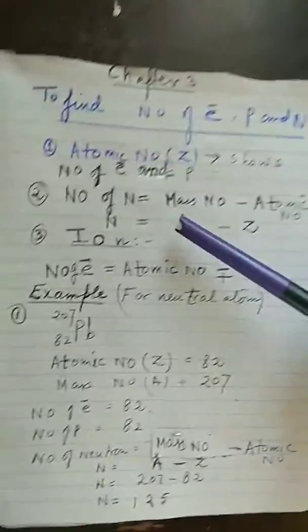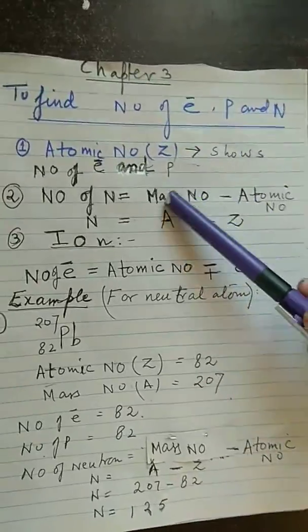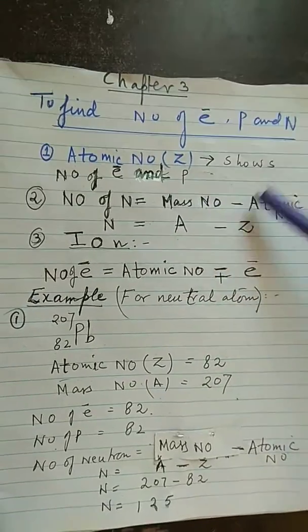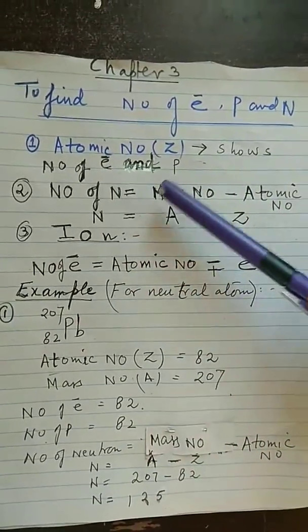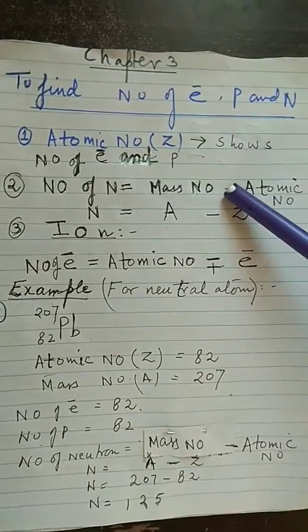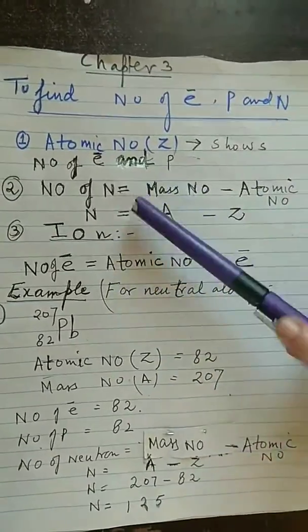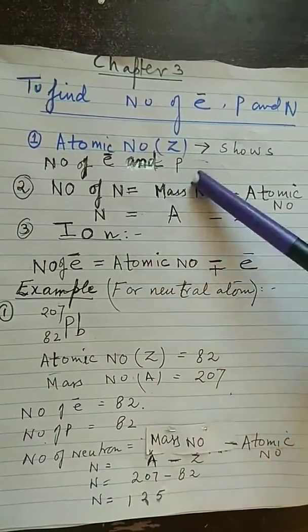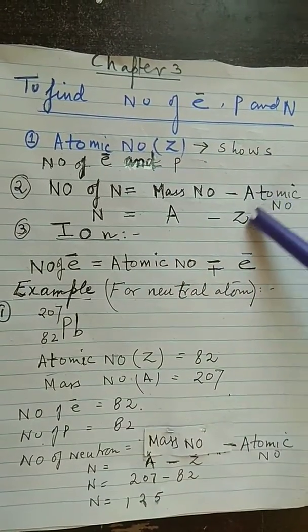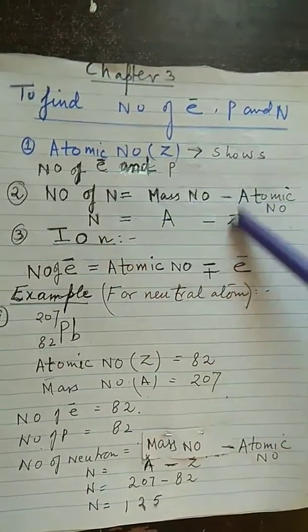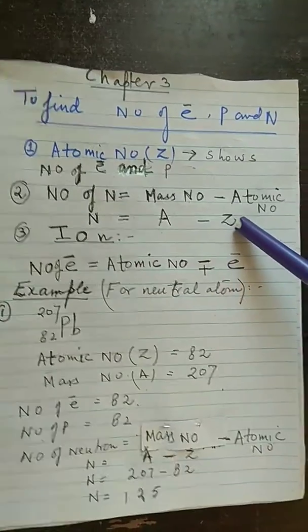And you all know the number of neutrons. What is the formula for the number of neutrons? Mass number minus atomic number. Number of neutrons is equal to mass number minus atomic number. In short, N is equal to mass number A minus atomic number Z. So what is the simple formula? N is equal to A minus Z.